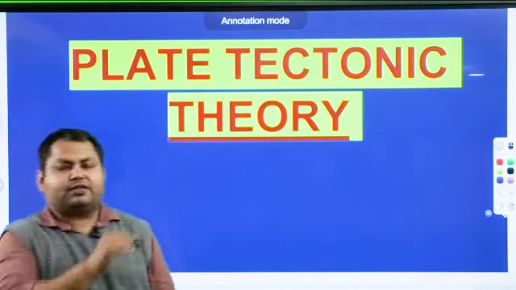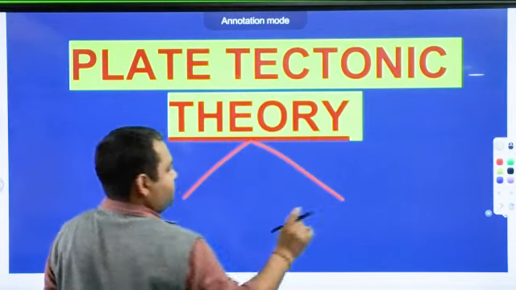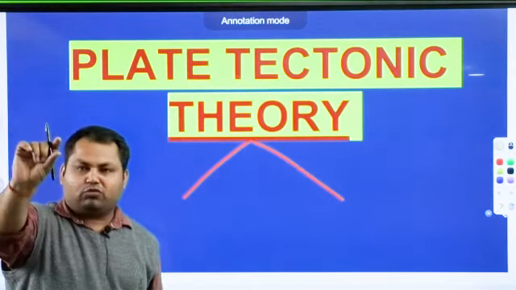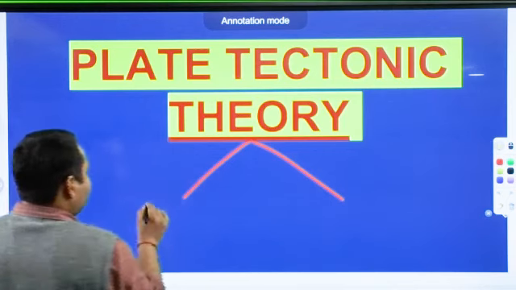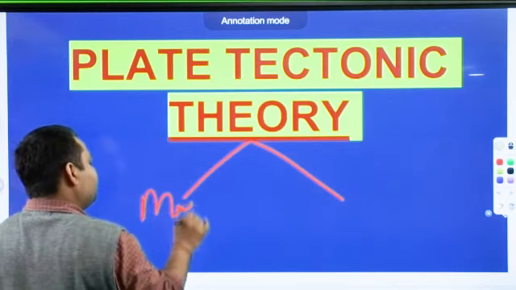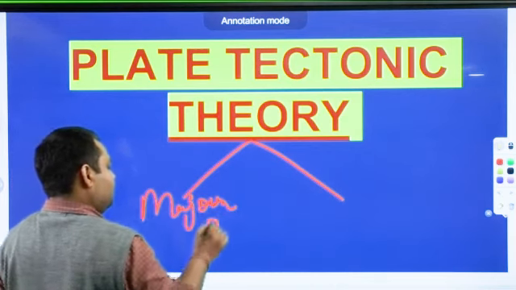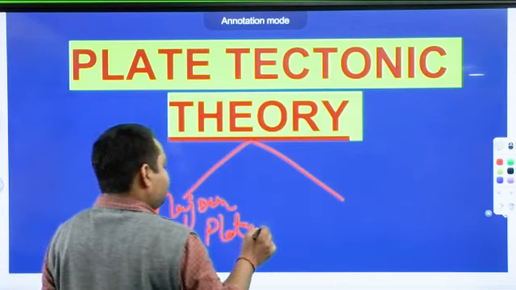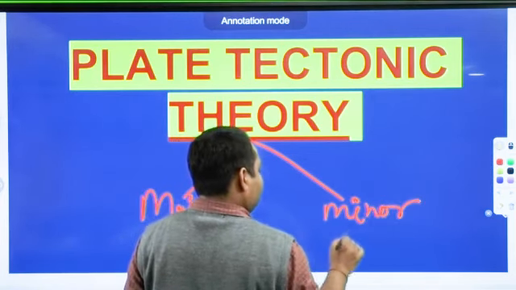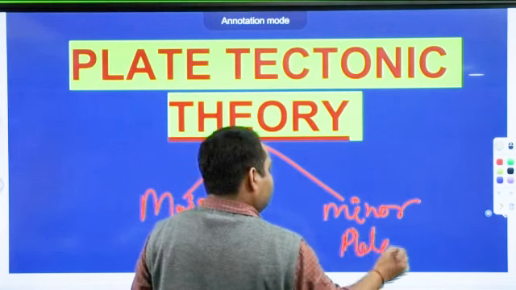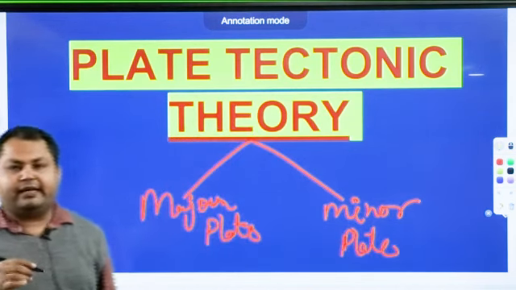According to the scholars, there are basically two types of plates, similar to the Earth's crust. One is considered the major plate, and the second is the minor plate.